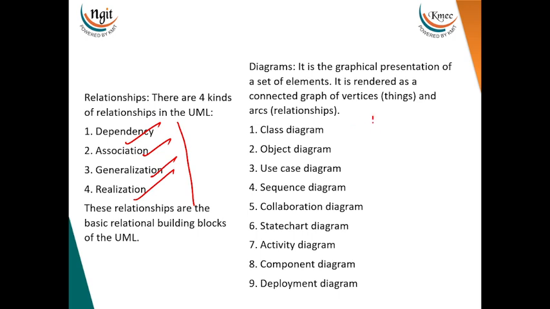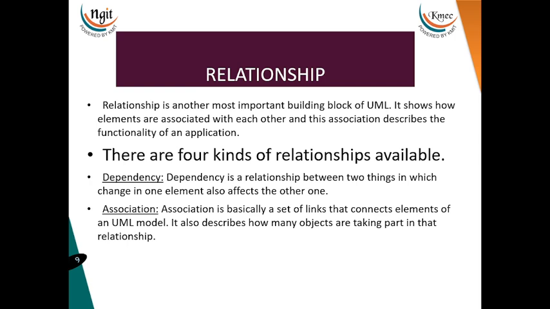And then we have relationships, which are of four types: dependency, association, generalization, realization. And then we have diagrams which are specified. I just told you: class diagram, object diagram, use case diagram, sequence diagram, collaboration diagram, state chart diagram, activity diagram, component diagram, deployment diagram.